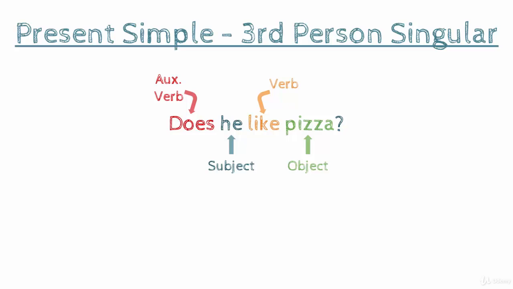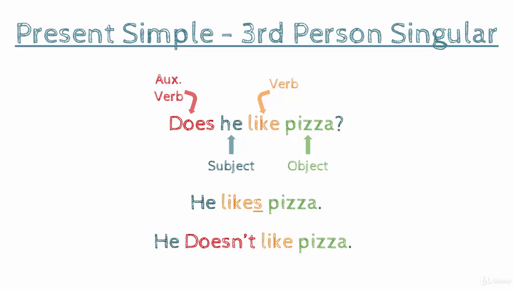Does he like pizza? Pay attention to the affirmative answer. He likes pizza. Guys, he is the subject. Like is the verb. Pizza is the object. He likes pizza is the third person. In the affirmative, it's necessary to use the S.